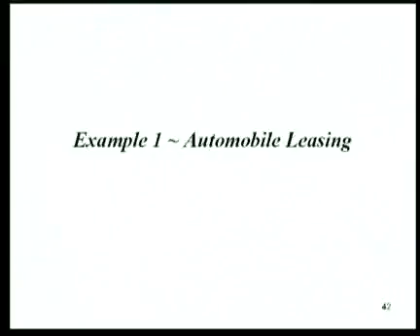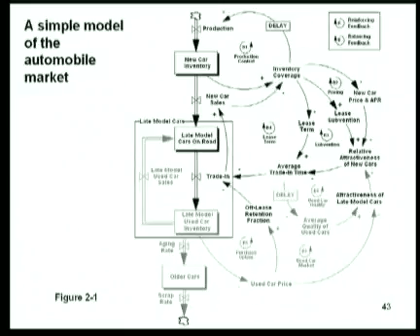First, in the automobile leasing example, that can be described and modeled. This model that I'm showing you here, we won't get into stocks and flows until we get into chapter 6 in the text. But let me describe to you the system, and I think you can begin to see the structure of this model emerge as I describe it.